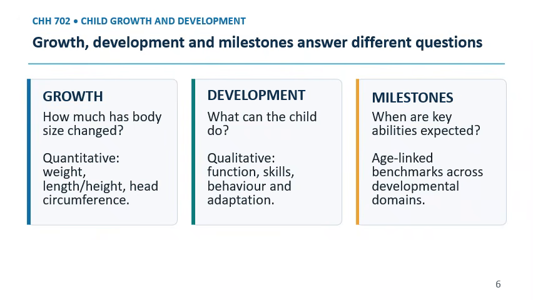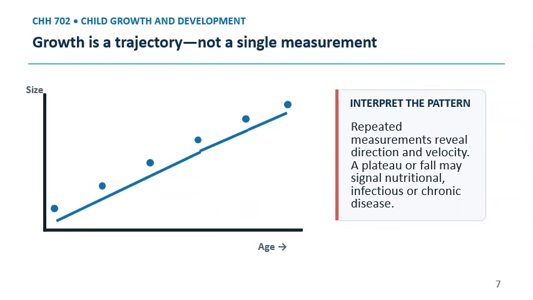These concepts are related but are not interchangeable. Likewise, small body size does not automatically mean that all developmental domains are delayed. Good assessment considers both physical trajectory and functional progress.